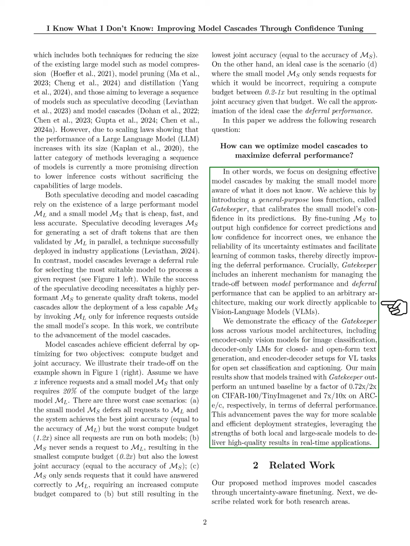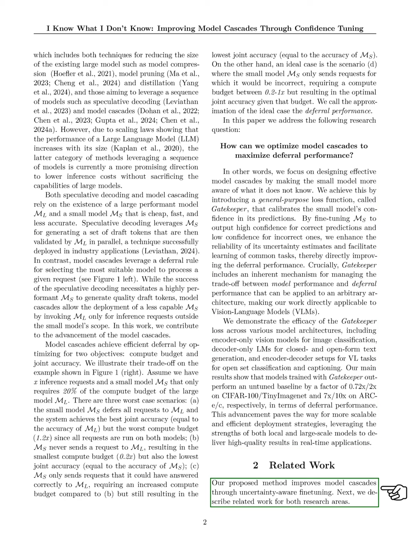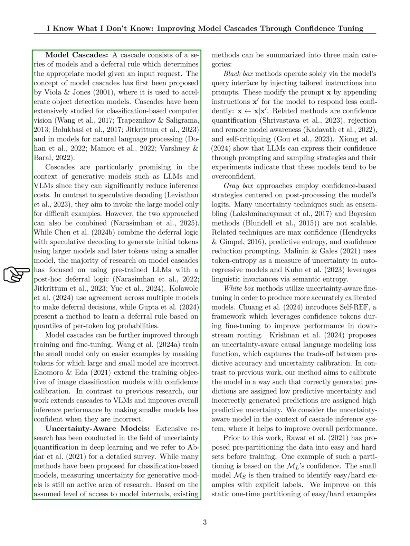Section: Related work. In this section, we discuss related work that informs our proposed method, which enhances model cascades through uncertainty-aware fine-tuning. Model cascades involve a series of models and a rule that decides which model to use based on the input. This concept was first introduced to speed up object detection models and has been widely explored in classification tasks in computer vision and natural language processing. Cascades are particularly beneficial for generative models like large language models, LLMs, and vision language models, VLMs, because they can lower inference costs by only using the larger model for more complex cases.